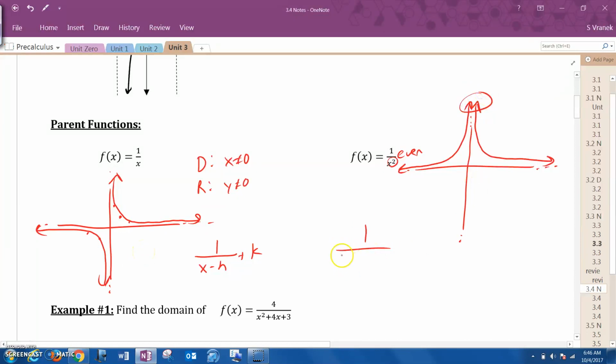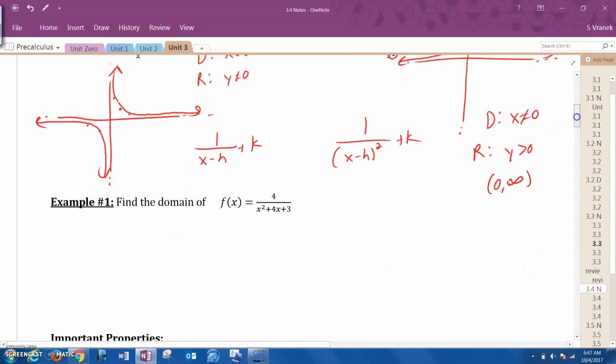The same thing happens with transformations. And the domain is that it's all real except for x cannot equal 0. Now the range here is that y has to be bigger than 0, or you can write that in interval notation because it's not going to hit 0, but it's going to only be positive values.